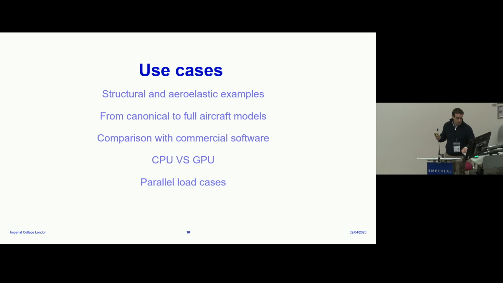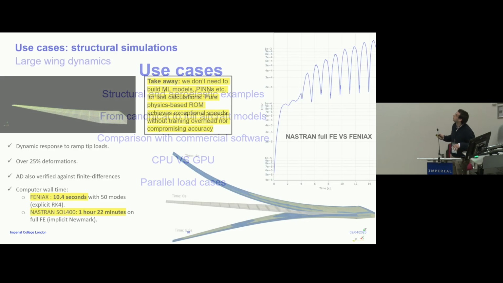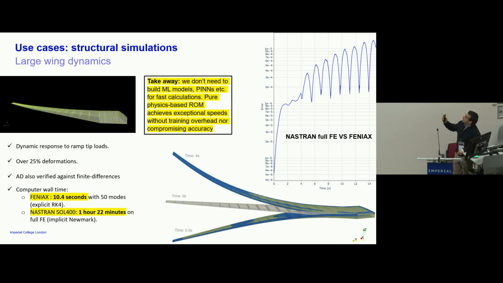But okay, let's go to more interesting use cases. We are going to have structural and aeroelastic examples from canonical to full aircraft models, comparisons with commercial software, and CPUs versus GPUs, parallel load cases. So in this first example, this is a structural example. We are taking the wing from the tip. We are stretching it, and then at some point we will release it. And we are looking at the free vibration mechanics, basically, of this wing.